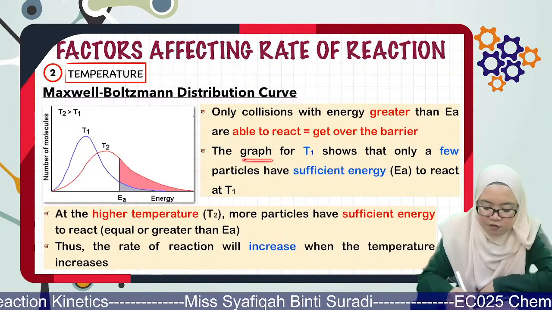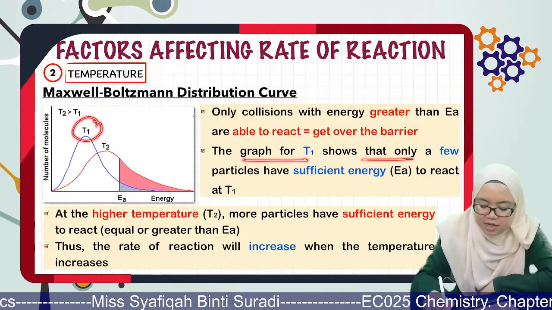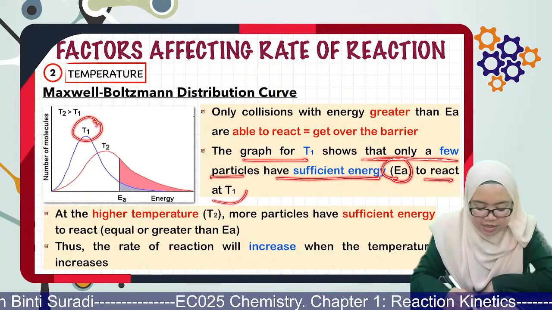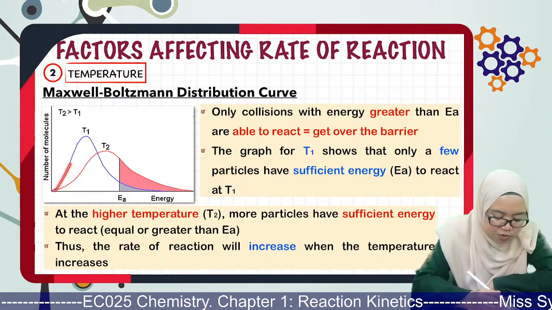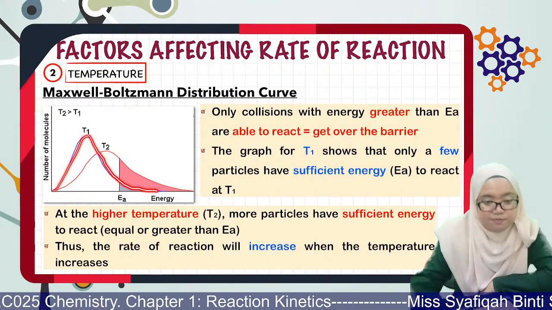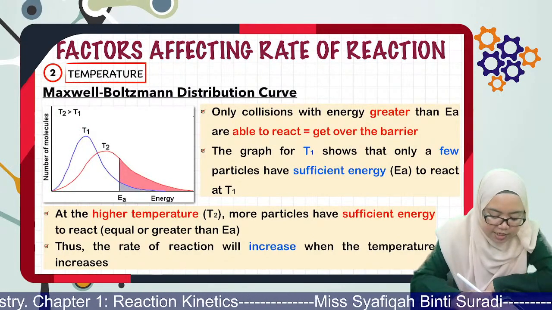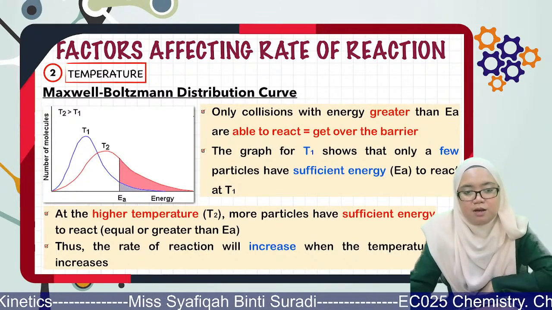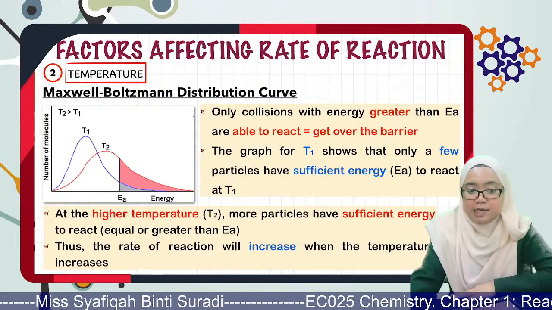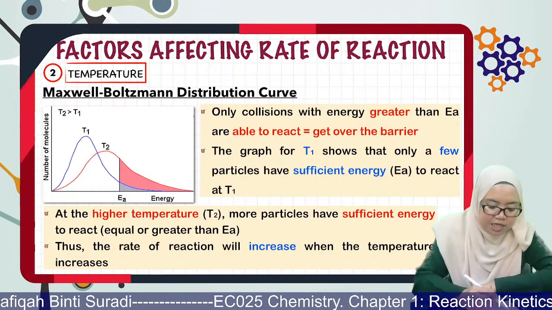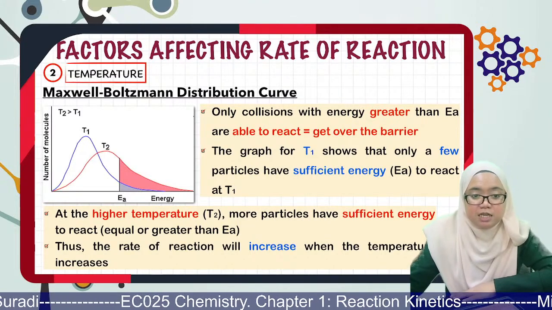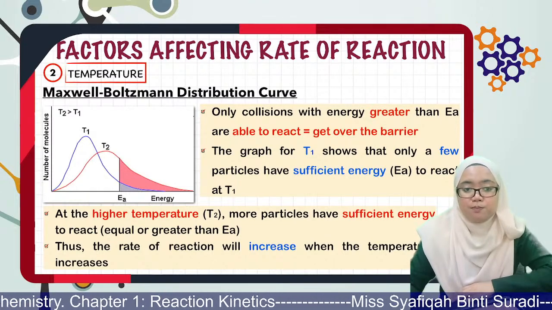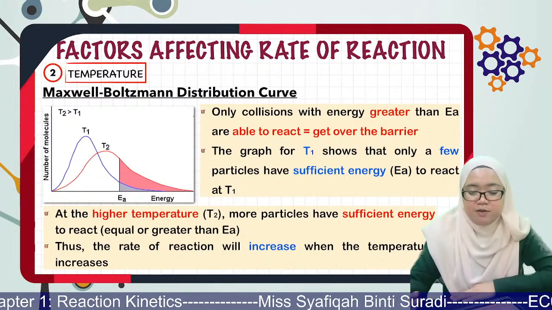Okay, so the graph for T1, so T1 is here, shows that only a few particles have sufficient energy EA to react at T1. So T1 ni yang warna biru ni. So ini curve untuk T1. So kalau awak tengok untuk T1, curve dia ni sikit je. Ini je dia punya jumlah molekul yang berjaya melepasi EA. Maksudnya yang selebih yang tinggi-tinggi ni semua dia punya kinetic energy is insufficient to form product. Okay, untuk get over the barrier of EA.